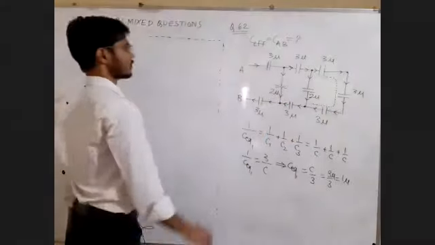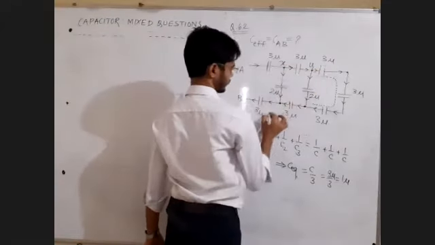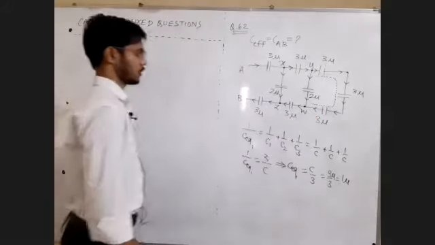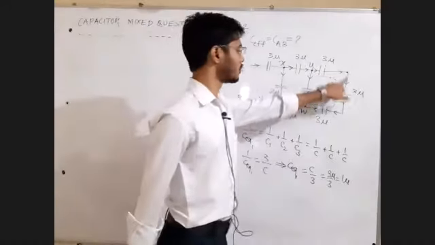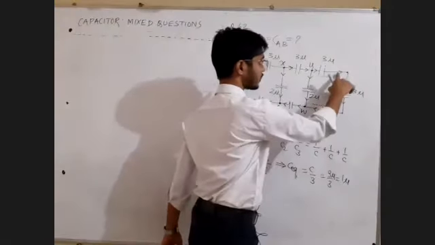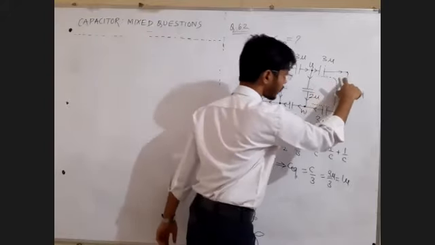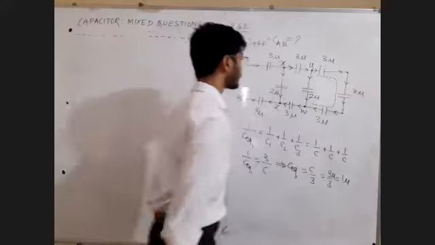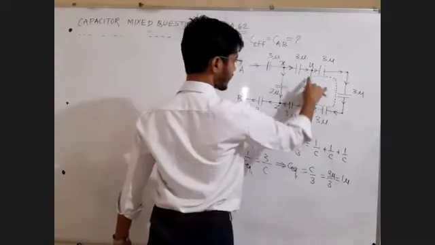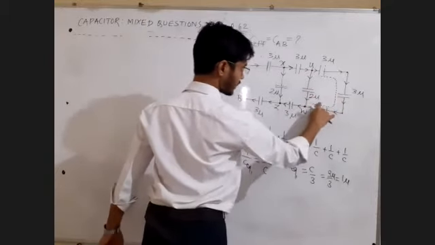Okay. So let me call this point X, this point Y, this point Z, this point W. No need to call this point anything, because it's not a node. The charge is not splitting or combining at this point. It is just flowing through that point and going ahead. So between points Y and W, these three capacitors are in series.